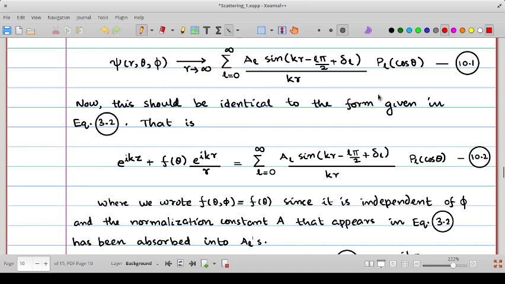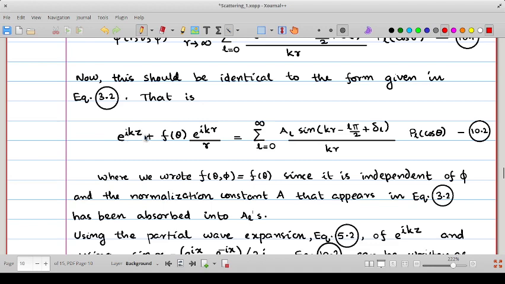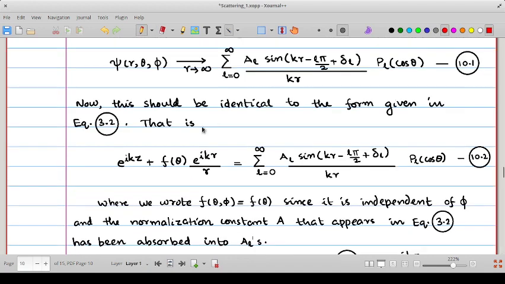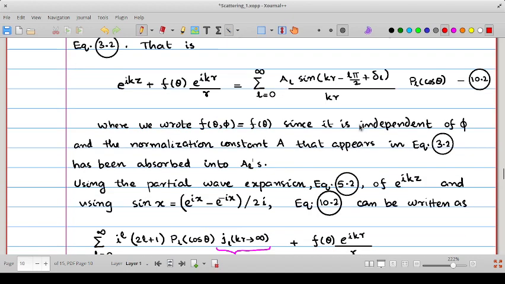But the asymptotic solution is expected to have the form e to the power i k z plus f of theta times e to the power i k r by r, where this factor corresponds to the incoming particle and this corresponds to the outgoing scattered particle. So this should be equal to this. So e to the power i k z plus f of theta times e to the power i k r by r should be equal to the sum over L equal to 0 to infinity of this factor.